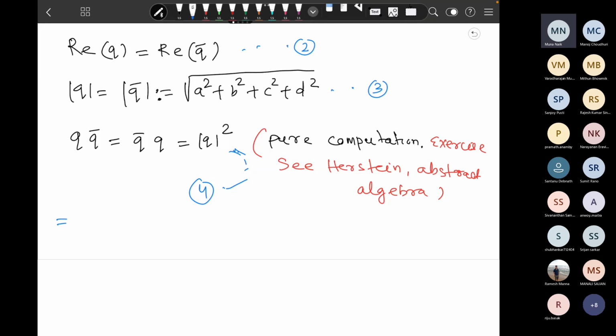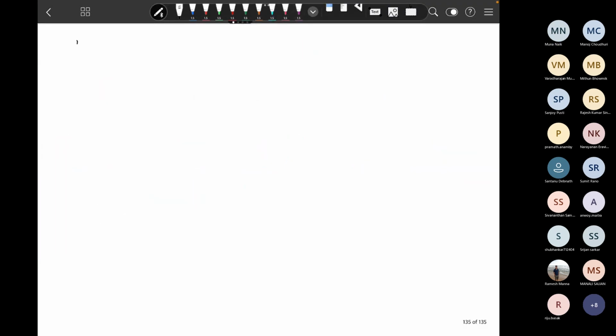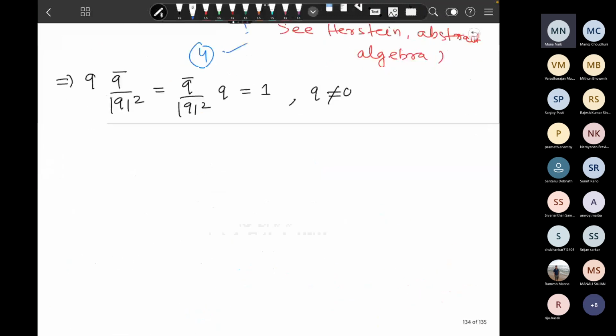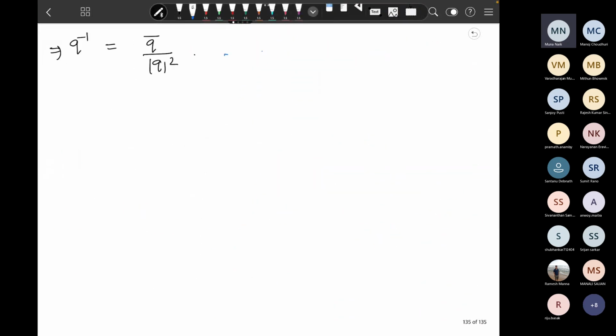If you look at 4, you take Q and Q bar, Q bar Q is norm Q square. Actually, Q bar over norm Q square times Q is equal to 1. And here you assume that Q is not equal to 0. So from here you get that Q inverse is Q bar divided by norm Q square. So this is property 5.